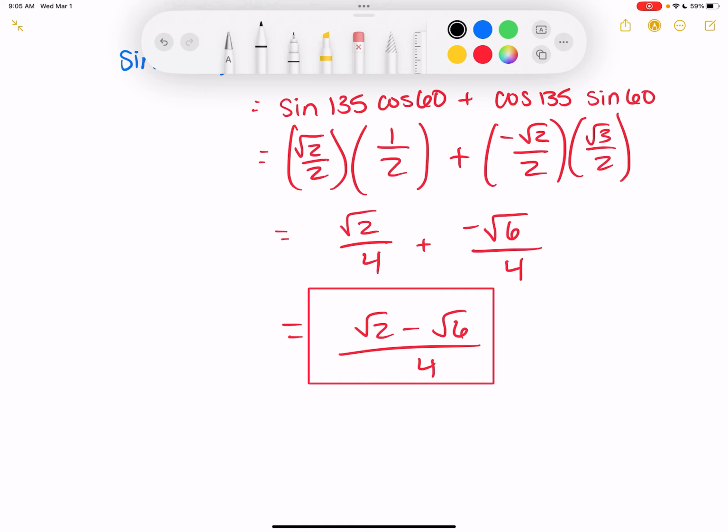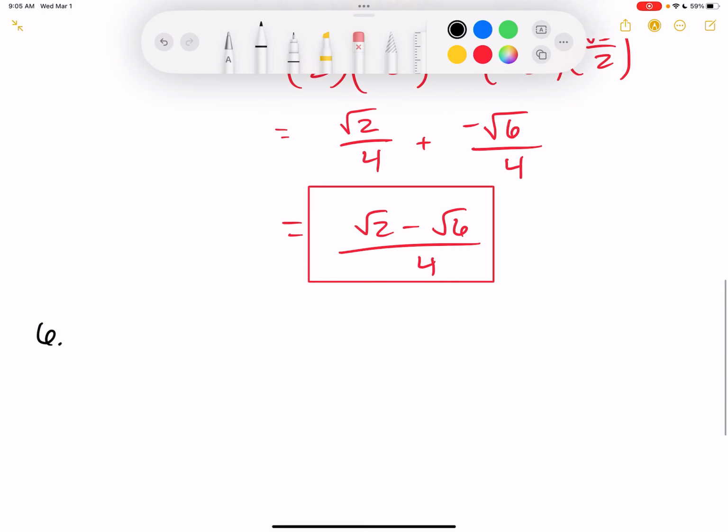All right, let's do number 6, the cosine of 15 degrees. So how do you think we could rewrite that one?